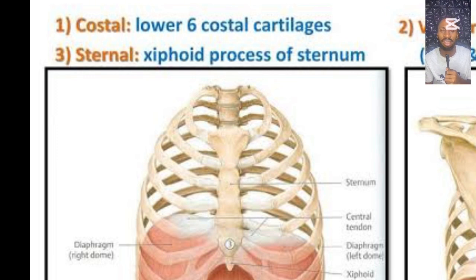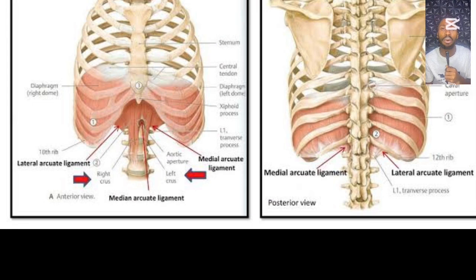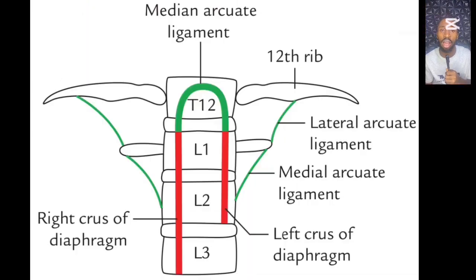By the side is the costal part, and the costal part originates from what? The lower six costal cartilages and the ribs. The lower six costal cartilages and the ribs. So don't forget that.